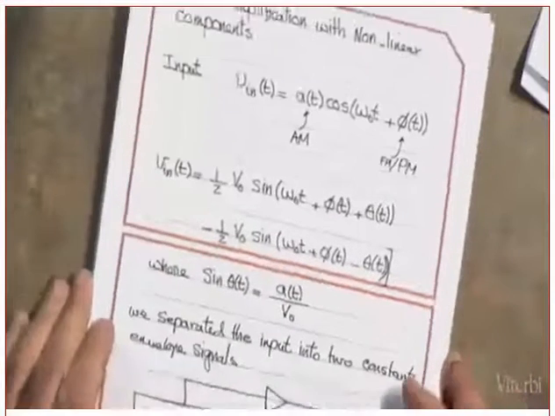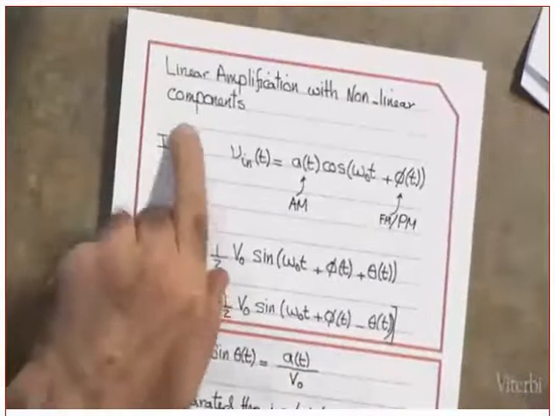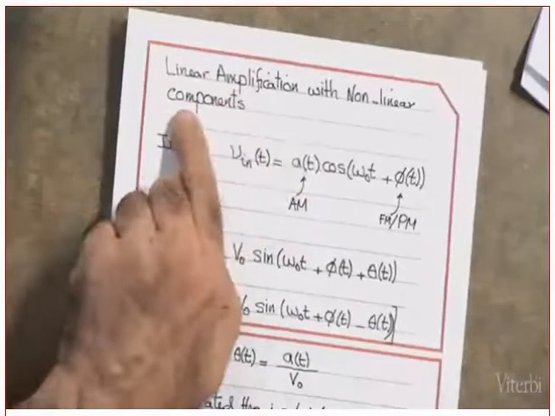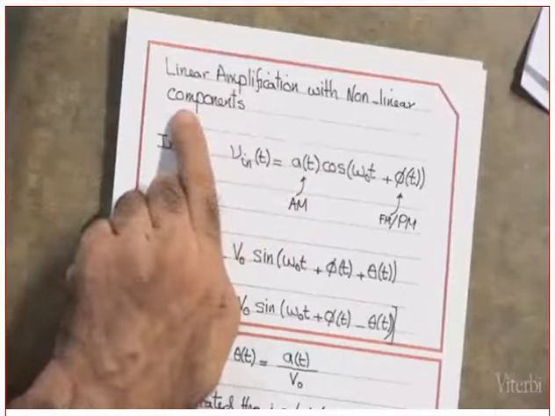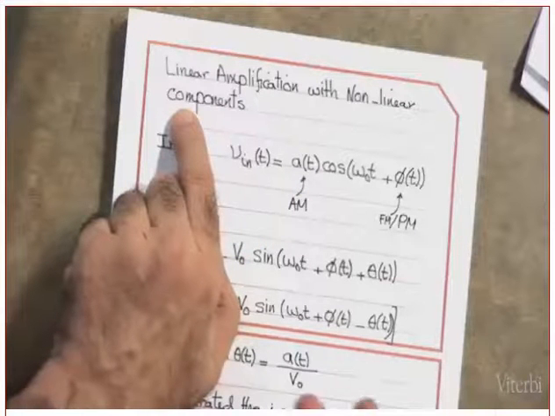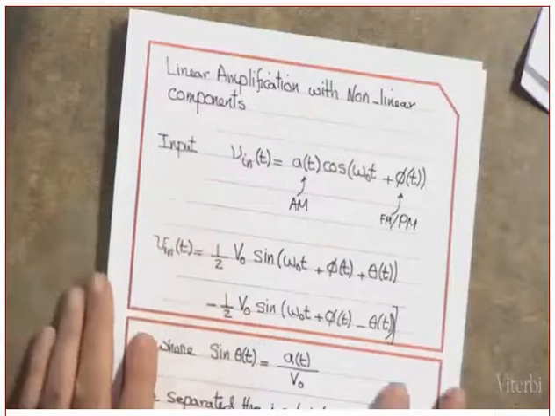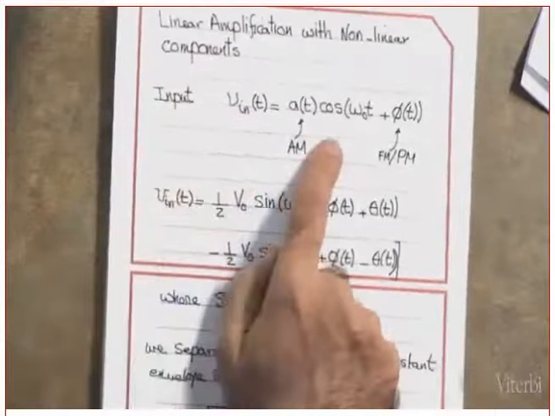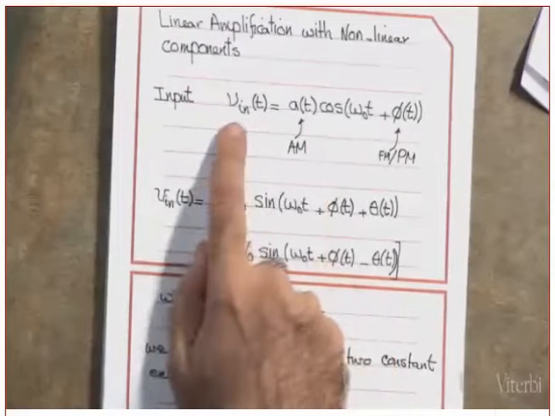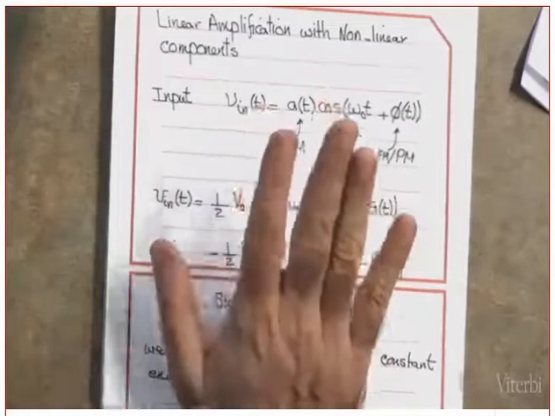How about this one? Let's see if you can help me. This is called linear amplification with nonlinear components. You are performing linear amplification, but using nonlinear components. How could that be done? Let's see. Do you recognize this equation? What is this? Vn of t. Remember, what did we say?